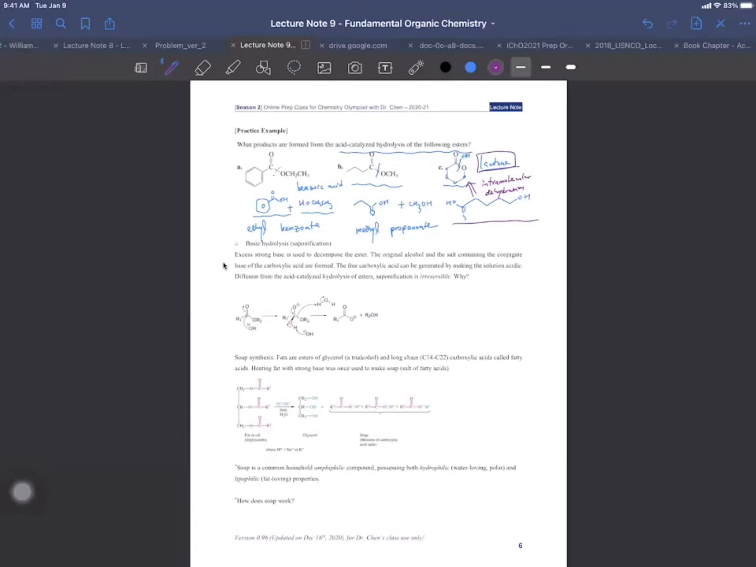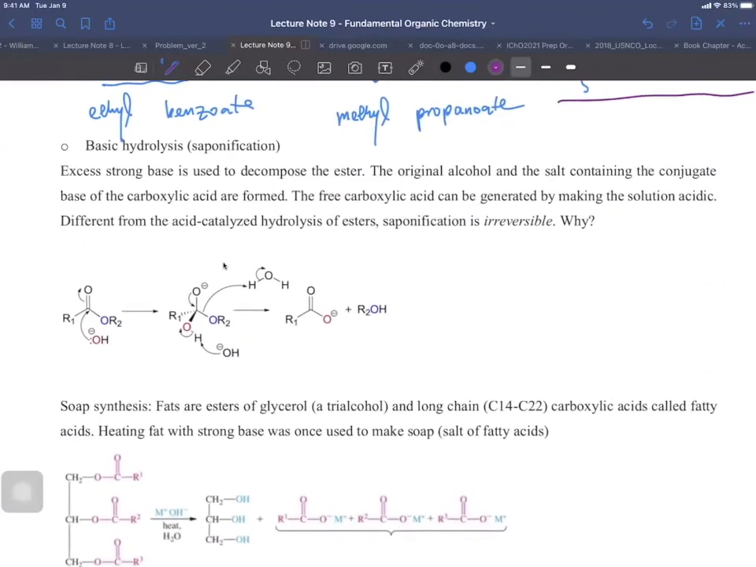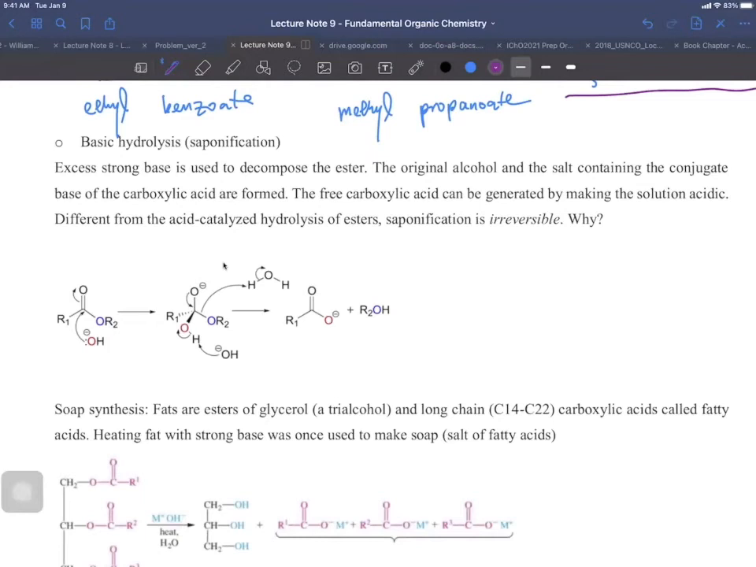Okay, everyone, let's continue to talk about the hydrolysis of esters in basic condition, which is called saponification. So we need to use an excess amount of strong base to decompose the ester, or you can say to hydrolyze the ester. The mechanism is here, but we don't want to talk too much about the mechanism. We try to understand the basic hydrolysis in a similar way as the acidic hydrolysis.